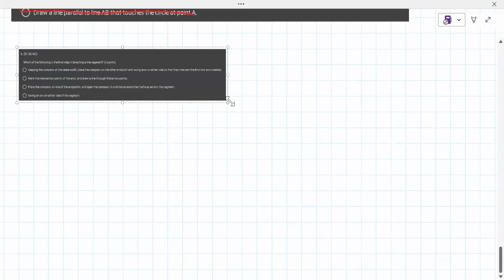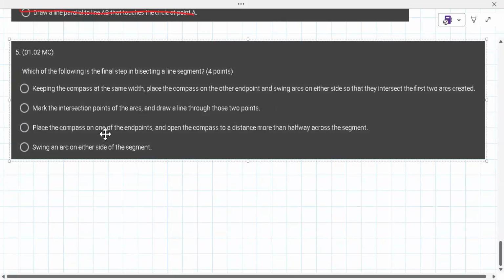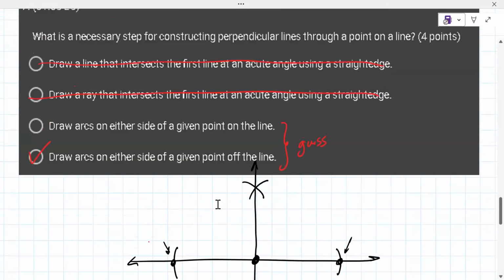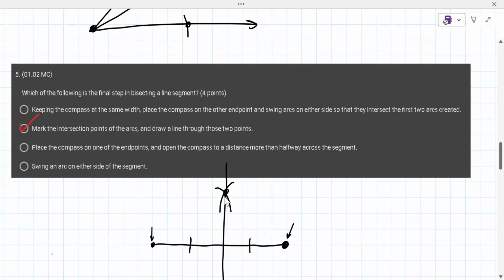All right, next one I see is number 5 here. Which of the following is the final step in bisecting a line segment? Well, you saw me do this earlier, so let me do it right here. Well, that is the same thing. I did it here as well.